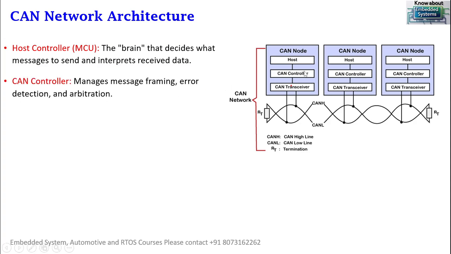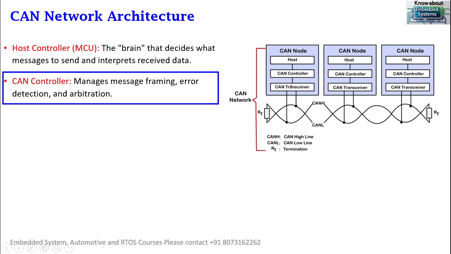The second component of the node or ECU is the CAN controller. What is this CAN controller? The CAN controller is basically a small microcontroller which is responsible for managing all functionalities related to the CAN operation. Whatever topic comes with respect to CAN, everything will be handled by the CAN controller.